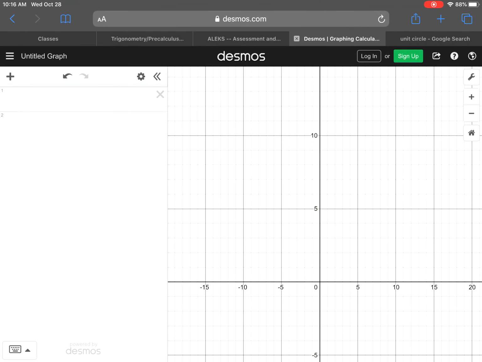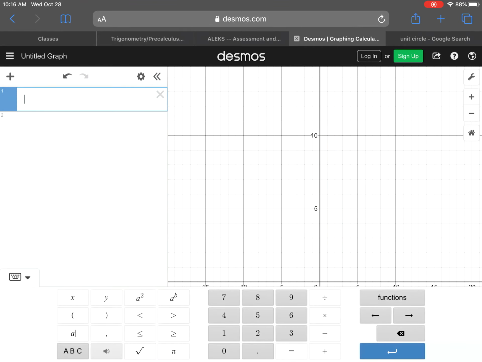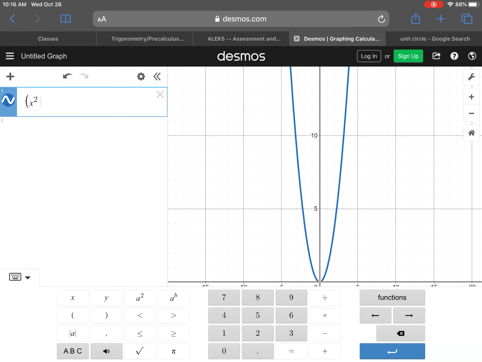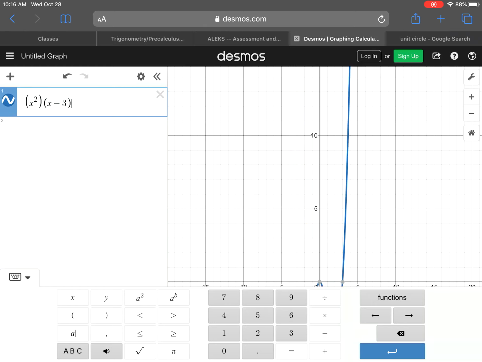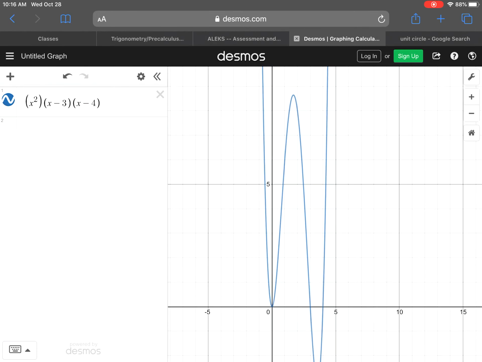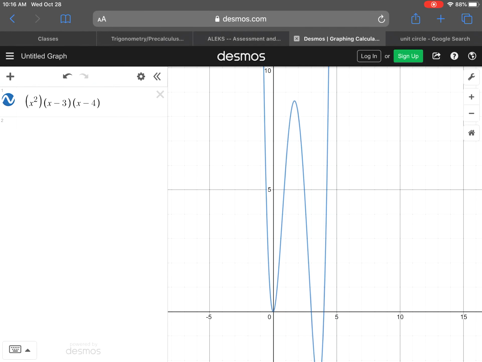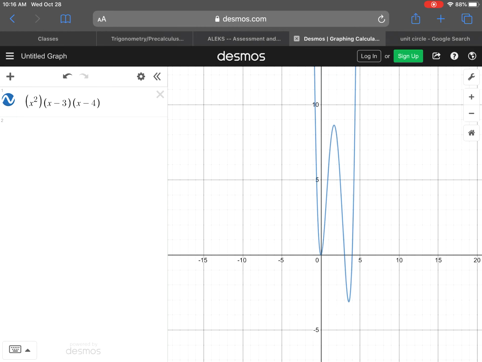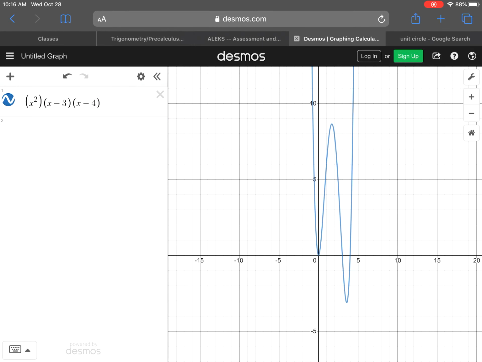If you want, you can go ahead and verify in Desmos. So we have x squared, x minus 3, x minus 4. And if we look at it, then definitely does look like a W. The end behavior is like a parabola, right? It's increasing on both sides. We have a bounce at 0, and we have 2 zeros where it goes through at 3 and 4. So it looks pretty much like what we sketched.